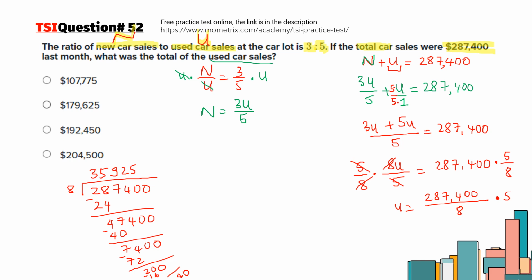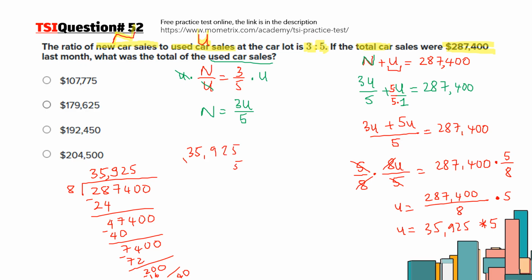So one part is 35,925, and you have to multiply by 5. This is 35,925 multiplied by 5. Now we represent it here.